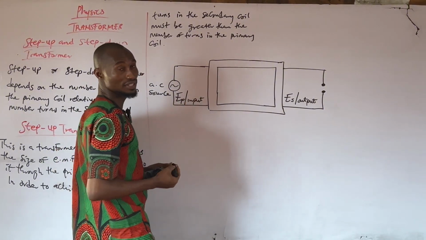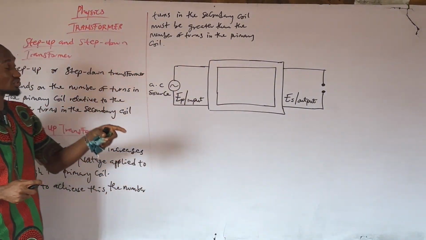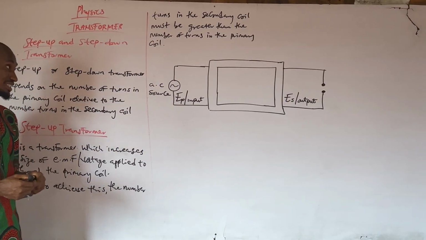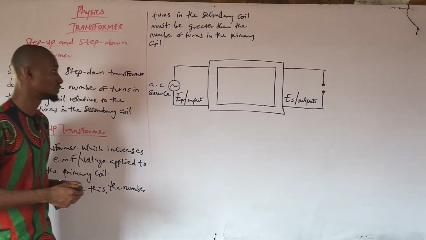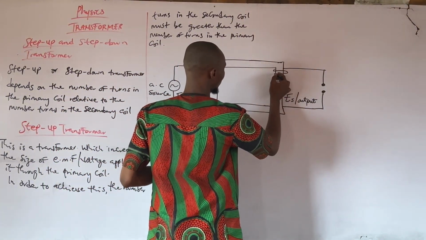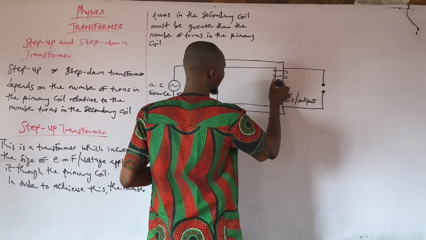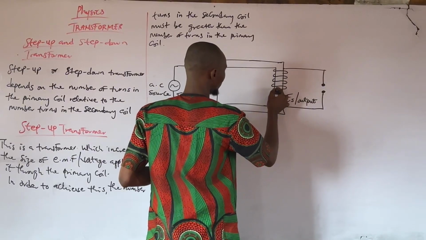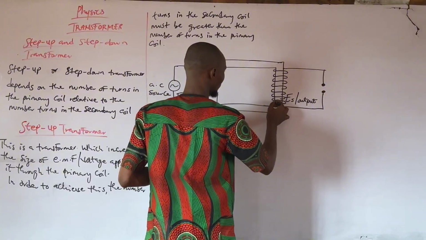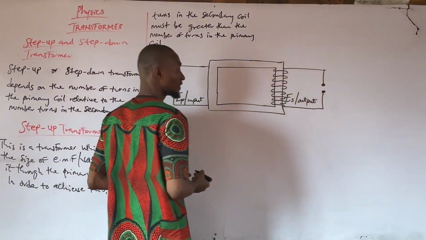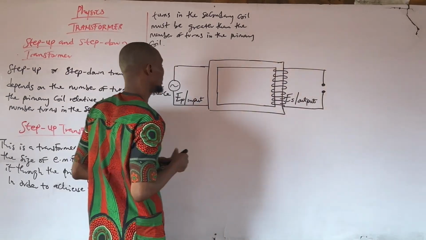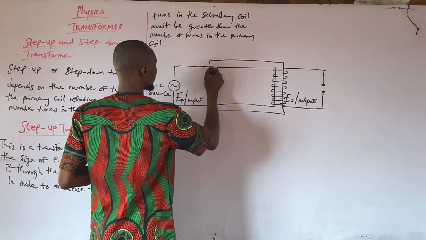Are you there? Remember we said that the number of turns in the secondary coil must be greater than the number of turns in the what? Primary coil. So how do you draw the turns? Look at it here. Are you seeing it? We are in the secondary now. Are you there? Now, this one is output, that is secondary. So here, we have something of this nature.